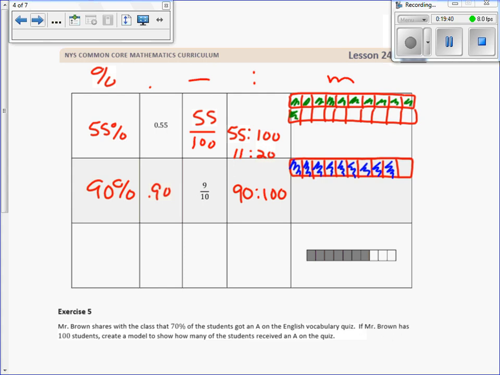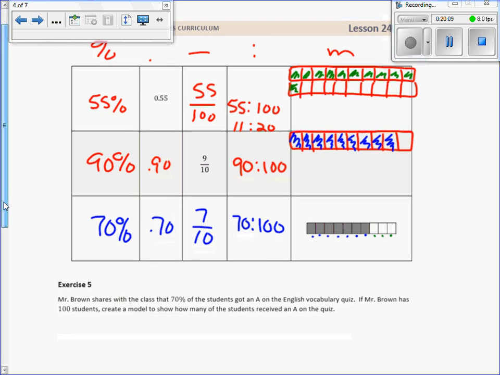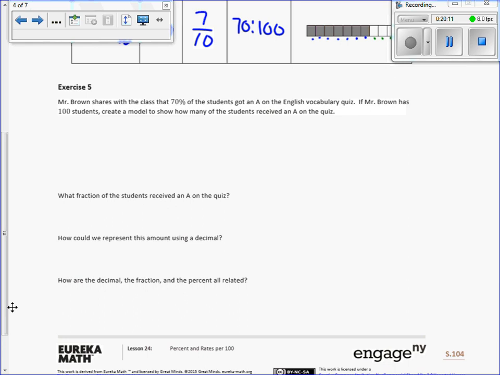Okay? This one, they're giving us the model and nothing else. So it's, let's see, 1, 2, 3, 4, 5, 6, 7 shaded. 3 not shaded, so it's a total of 10. So it's 7 out of 10 or 70 out of 100, 7 out of 10, 0.70, 70%. Okay? All right, moving right along.